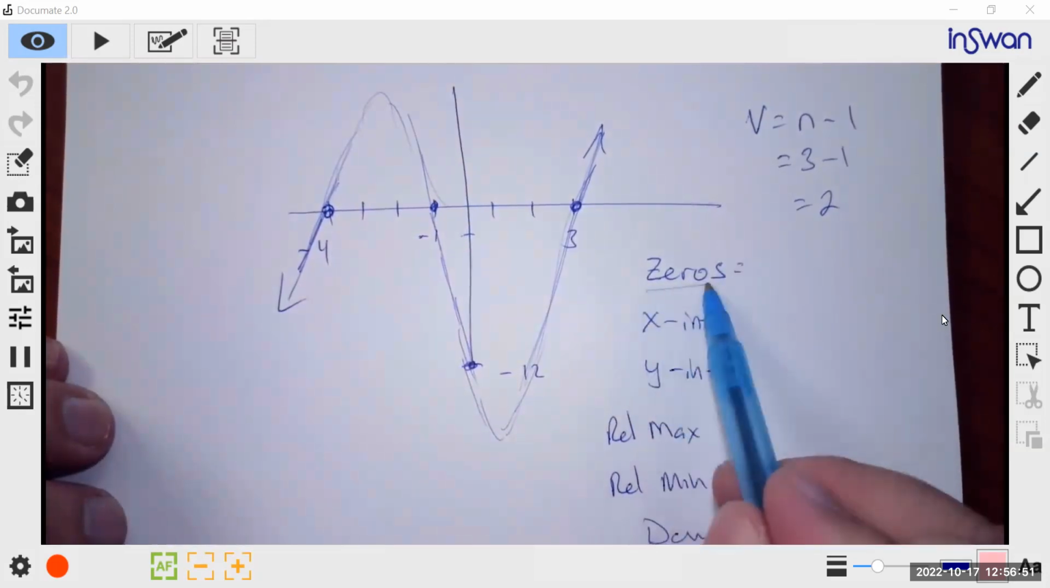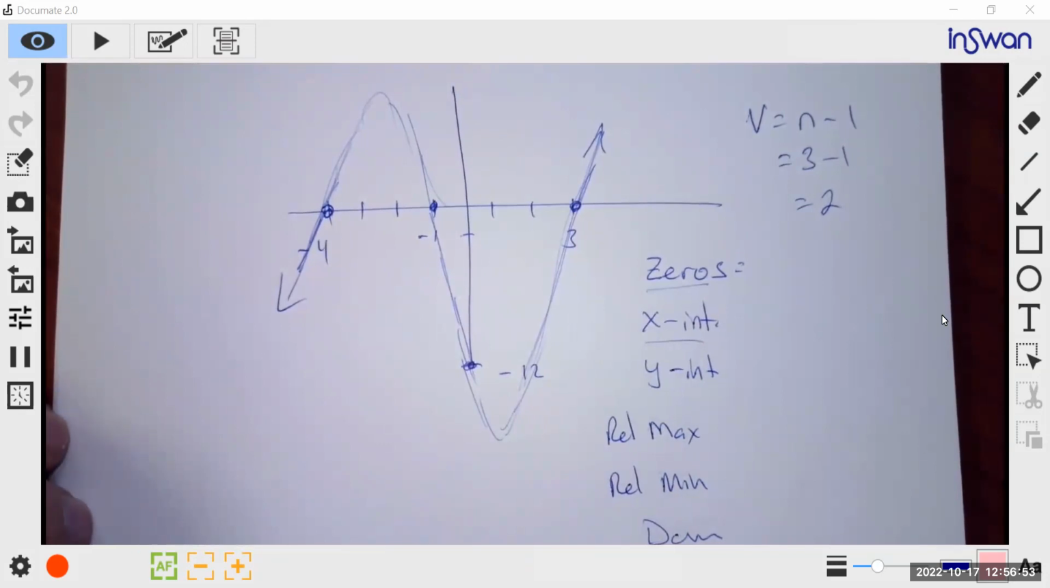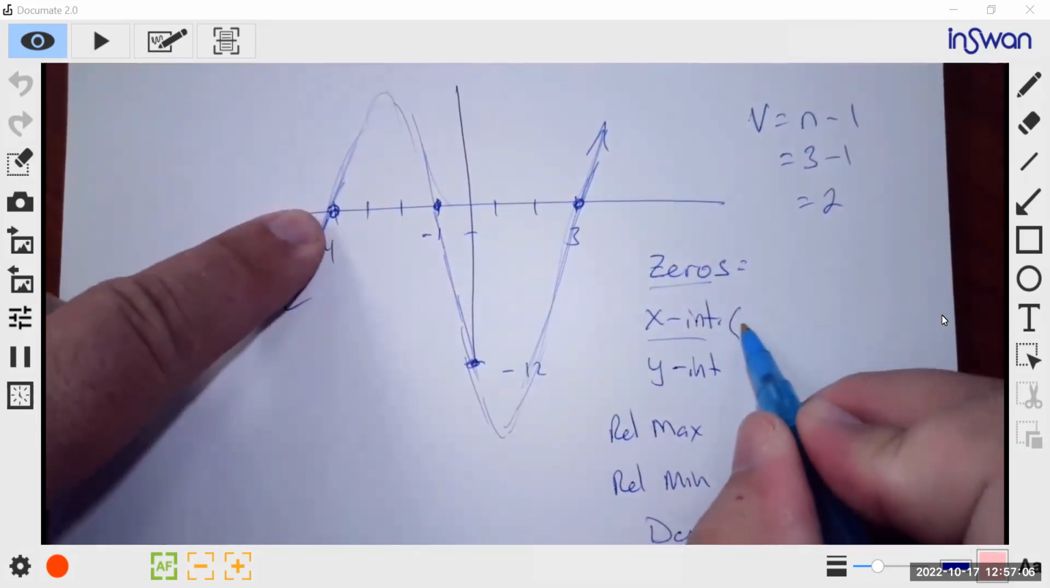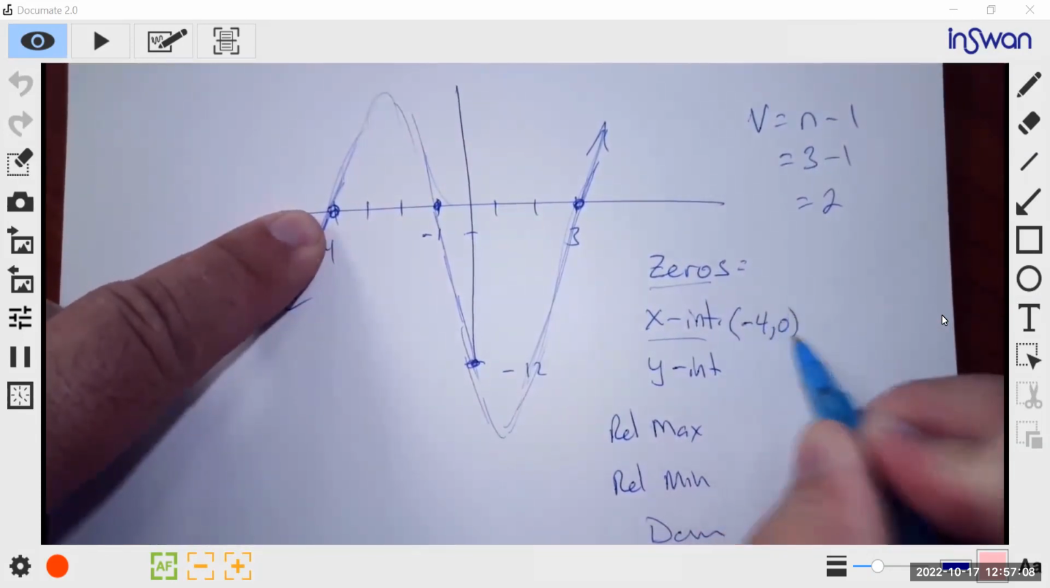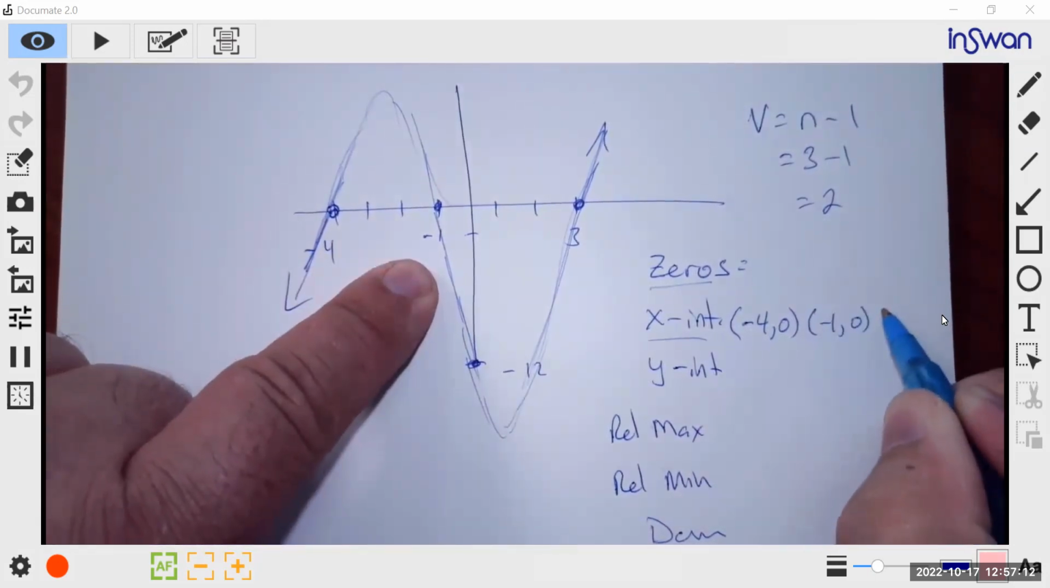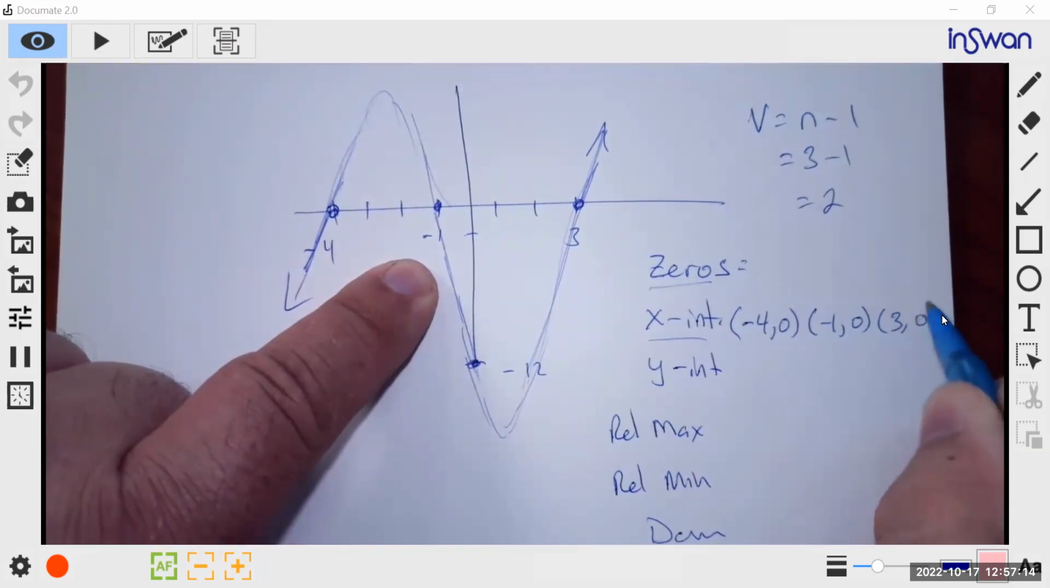What's the difference between zeros and x-intercepts? They're the same thing. The only thing different is the way they're written. Zeros are, in other words, the x-intercepts. We know they are what? -4, 0, 1, 0, and 3, 0.